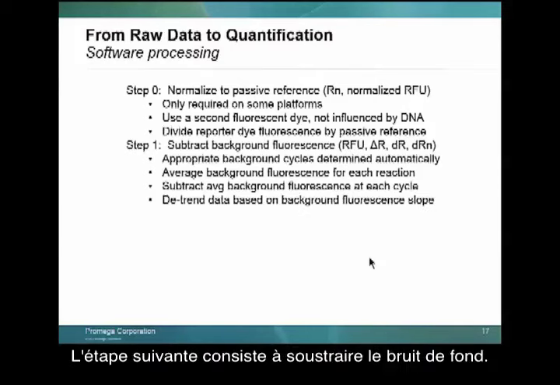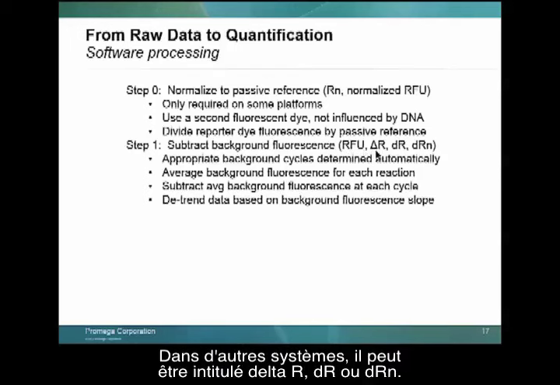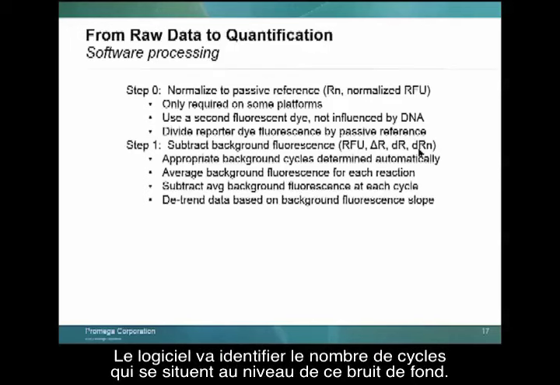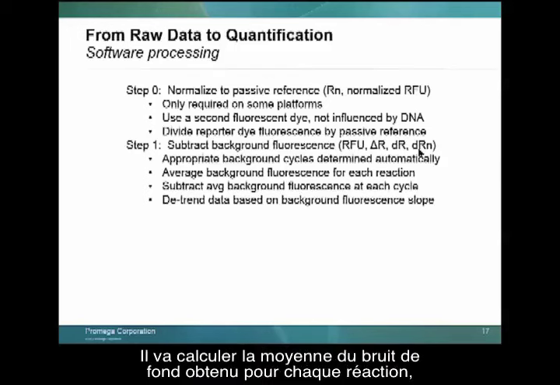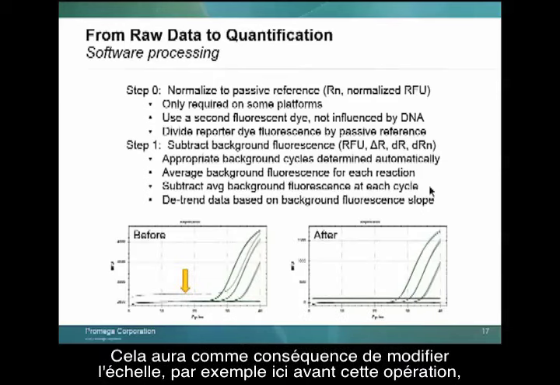The next step is to subtract the background fluorescence. And in some cases, you'll see that the y-axis for those graphs stays as RFU. Other systems, it might change to things like delta R, DR, or DRN. But remember how I told you those initial cycles are below the detection limit of your instrument. So the software will look at the number of cycles that are within that background. It will average the background fluorescence for each reaction, and then it will subtract that average background fluorescence at each cycle for each well.